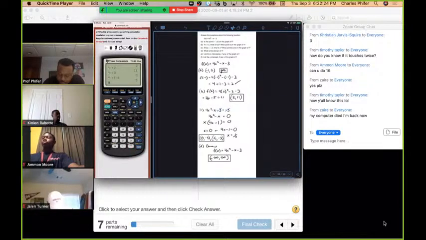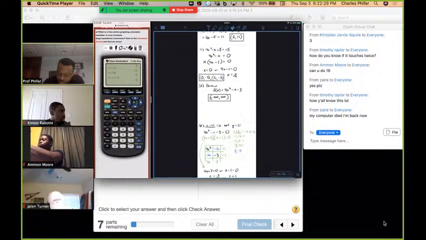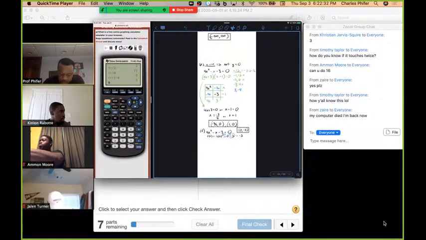What's the domain? All reals, since it's a polynomial. The x-intercepts, we already confirmed one of them. Let's just do it again. The first one was negative 3/4. Okay, and then the next one was 1, so I'm going to get rid of all this and just type 1. Those both work. And then the y-intercept, if we set x to 0, that's the one we did already. It was negative 3. So we confirm these answers.